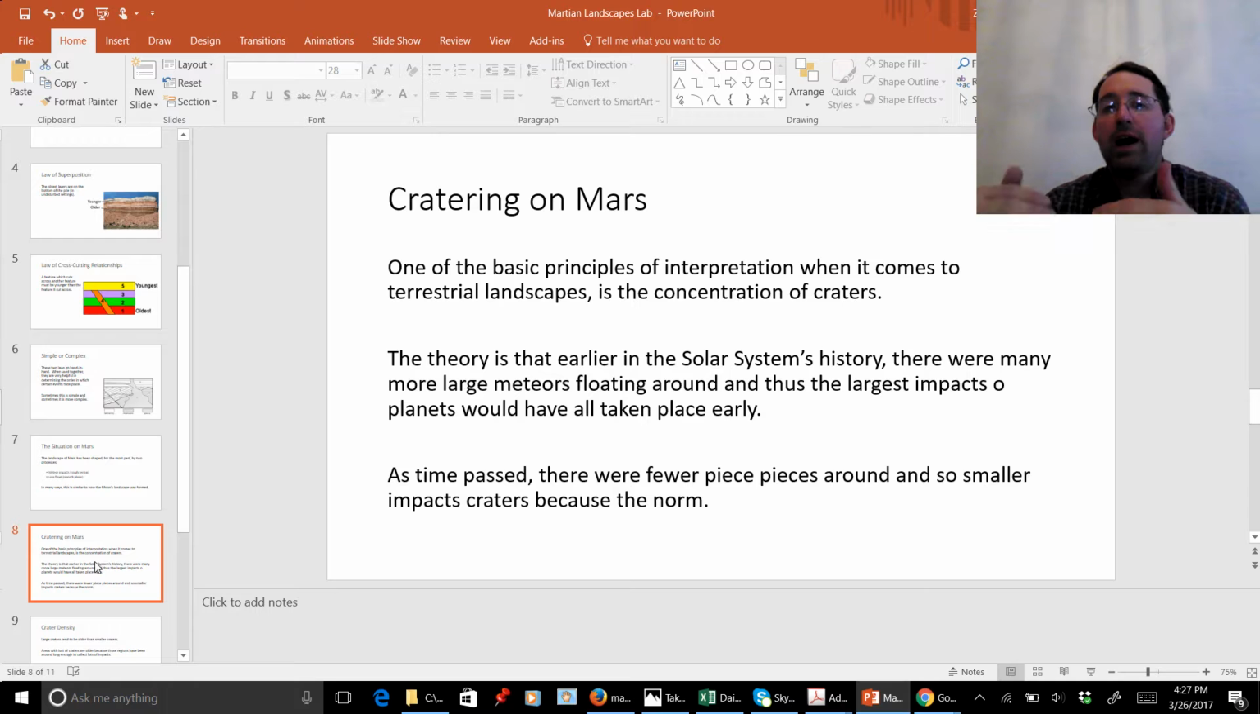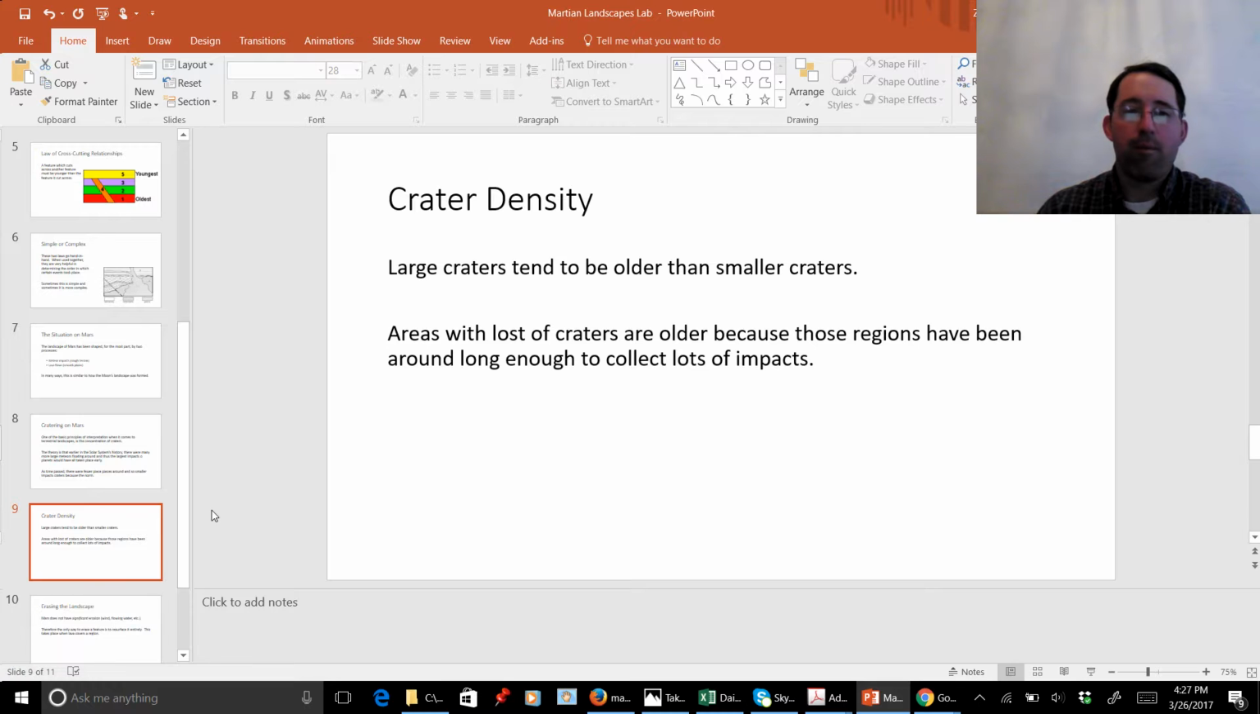And so over time, we see fewer and fewer large bodies around and more small bodies. And so the large bodies must be primarily from early in the history of the solar system. All right, I've got to move fast here. Large craters tend to be older than smaller craters for the reasons we just talked about.